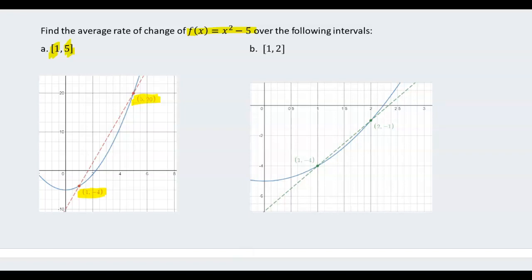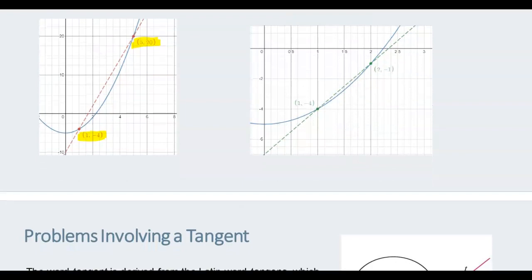And to find the average rate of change, what we're really doing is just finding the slope of the line between those two points. That's all that it's asking us to do. So, hang on, let me make a little space here.